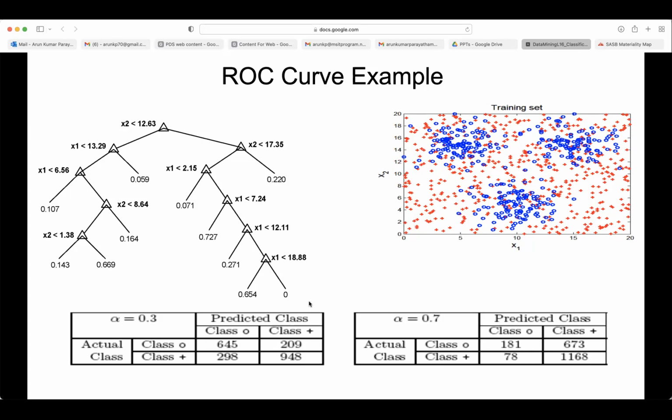See what is the percentage of negatives at each. Automatically you will get negatives if it is a binary classification. 0.143 means that there are 0.857 negatives. So 0.669 positives means you get 0.331 as the negative there. So instead of representing the majority class, you need to write those percentages at each leaf.